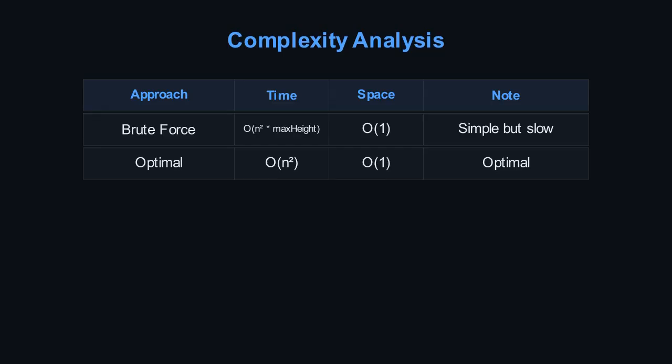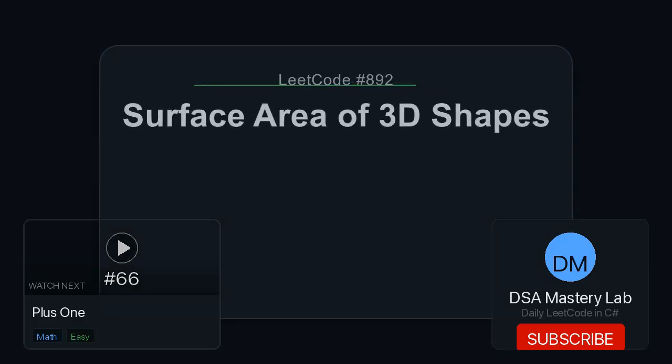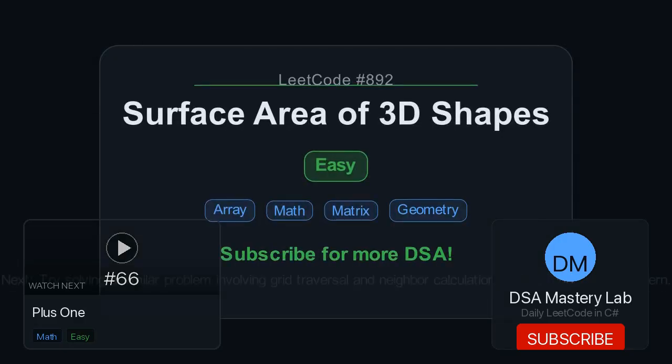The space complexity is O of 1, as we only use a few variables for tracking. Try solving a similar problem involving grid traversal and neighbor calculations.